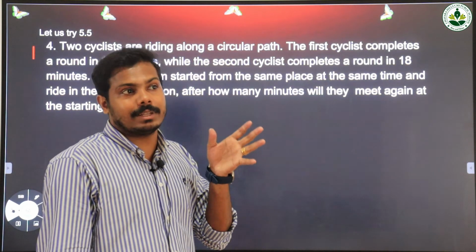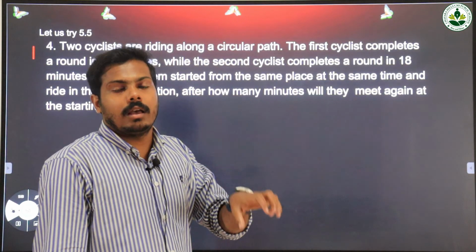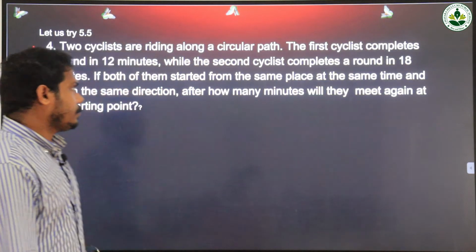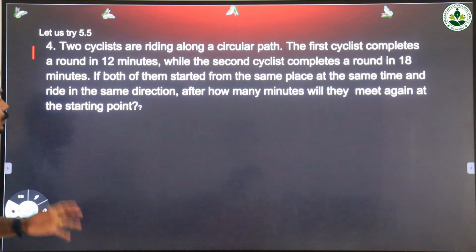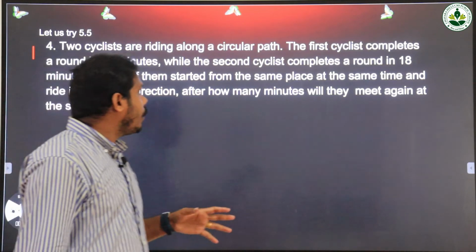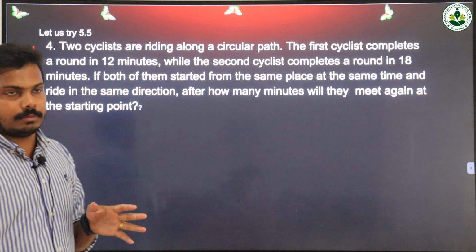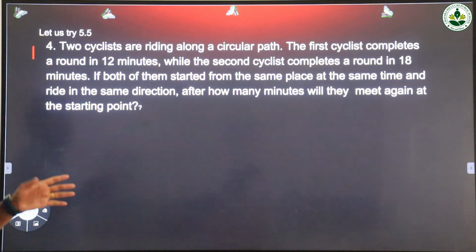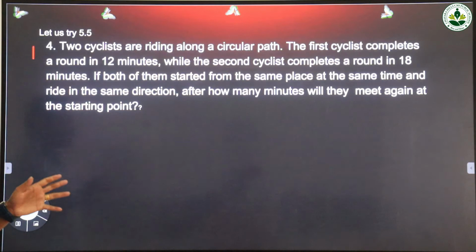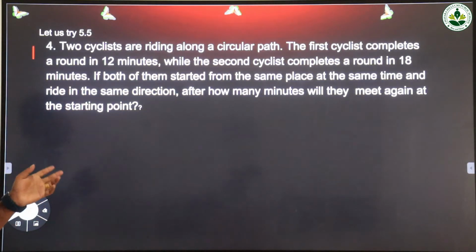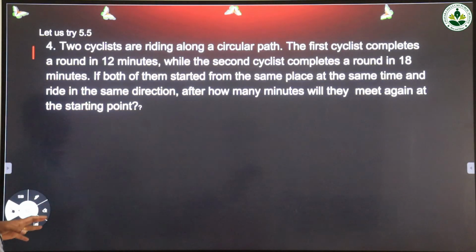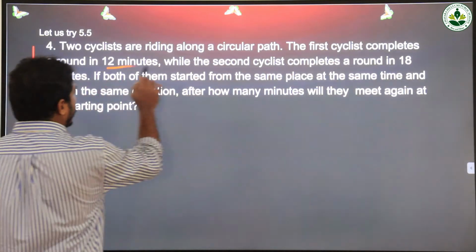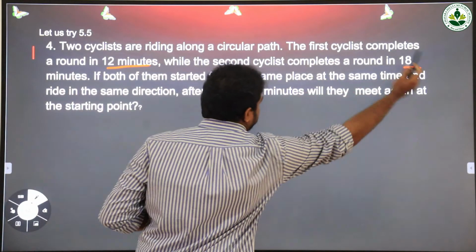So always remember the term smallest and common. Okay. Our question is, two cyclists are riding along a circular path. The first cyclist completes a round in 12 minutes, while the second cyclist completes a round in 18 minutes. Now they gave two numbers, 12 and 18.